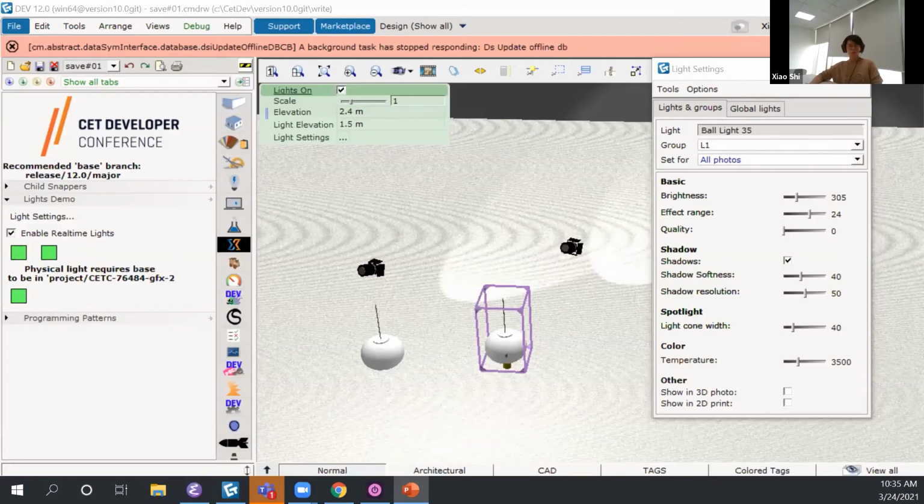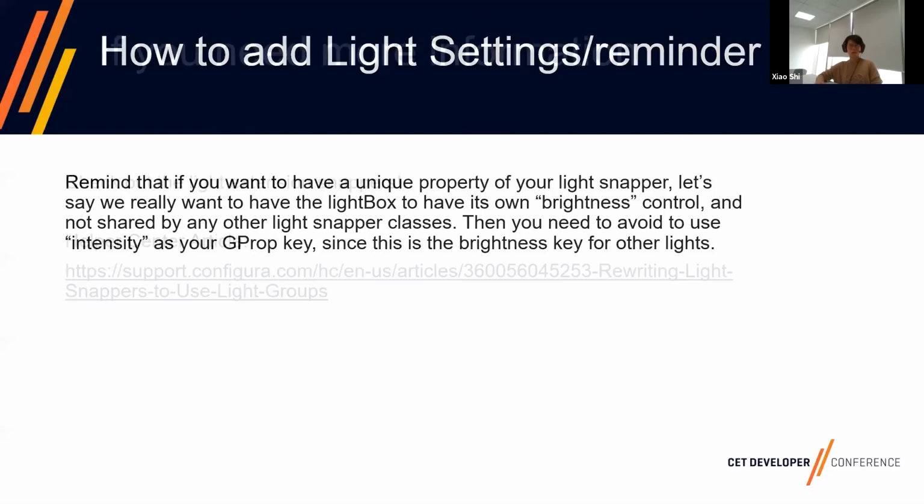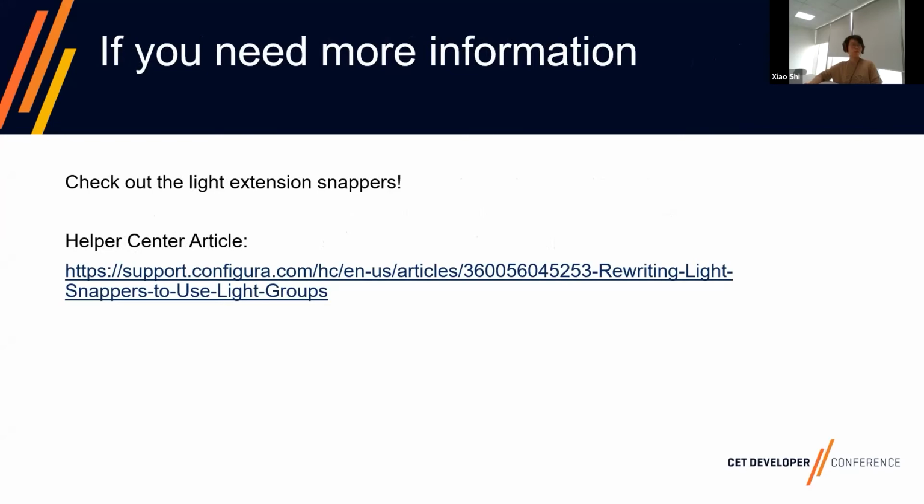And then let's go back to the slide. If you want to have more information, there are extensive examples in the light extension snappers. They have much more complicated settings built in there. And also, there's a great article in the Help Center that basically takes the spotlight snapper and introduces how to write the snappers to use the light groups. So you can check that out as well.